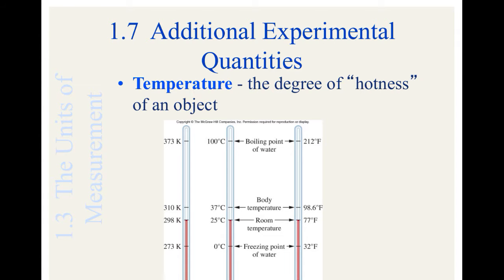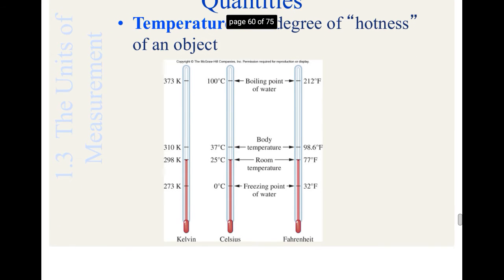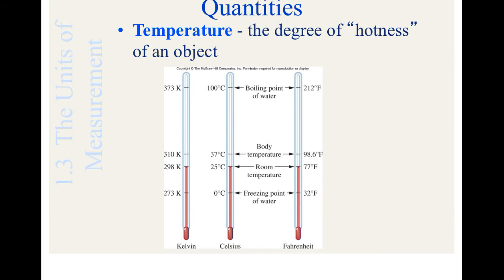Section 1.7 of Chapter 1, Additional Experimental Quantities, the first one of which is temperature, the degree of hotness of an object. So, as we discussed in class, you should be aware of how to convert between degrees Celsius and degrees Fahrenheit, and from degrees Celsius into Kelvin, and from Fahrenheit into Kelvin, so on and so forth. So, just some interesting numbers here.